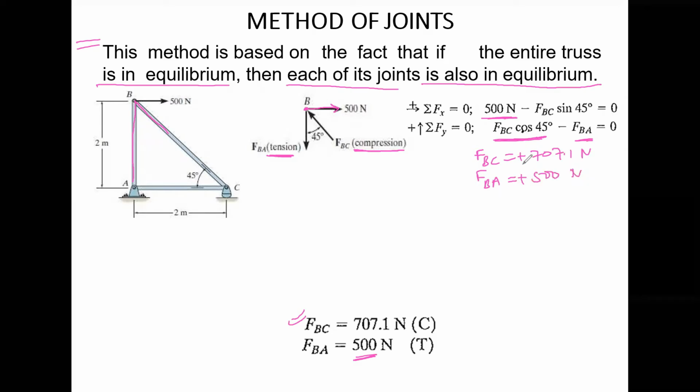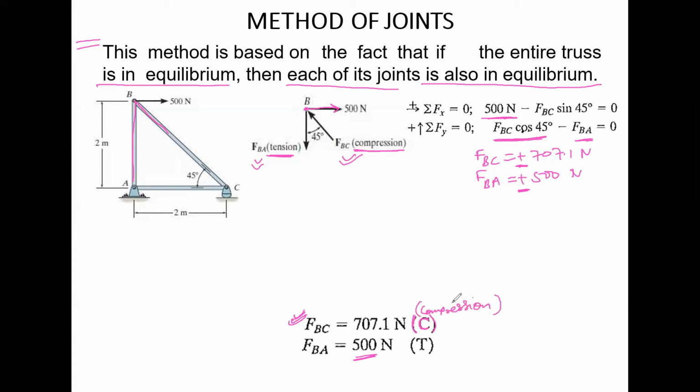Because we are getting a positive sign here and also a positive sign for the force FBA, we can say that the direction we have chosen in our FBD is correct. This direction is correct and this direction is also correct. That means the nature of FBC is compressive at the point B. So here you should write the letter C, or you can write compression also.